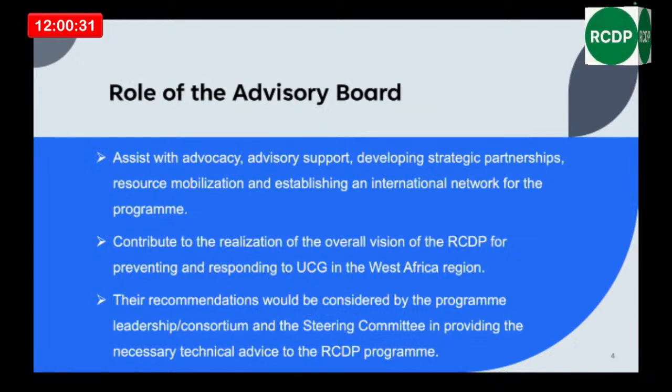Then we also have the role of the advisory board. We aim to bring together an advisory board that will assist with the advocacy of the initiative, developing strategic partnerships, as well as supporting resource mobilization. It will also contribute to the realization of the overall vision of the project. And just to mention that this is an advisory role, so the decisions are to be taken into account by the project lead as stated in the name, as advice to support the more effective implementation of the project.